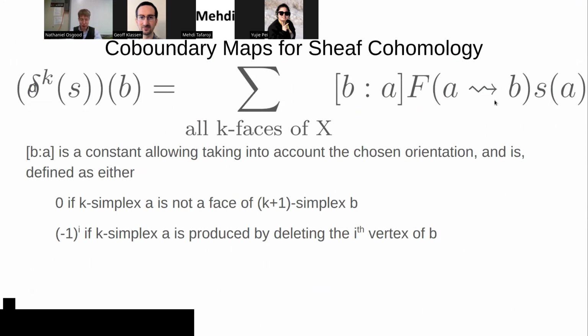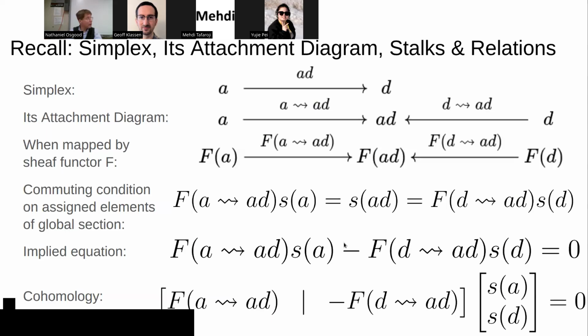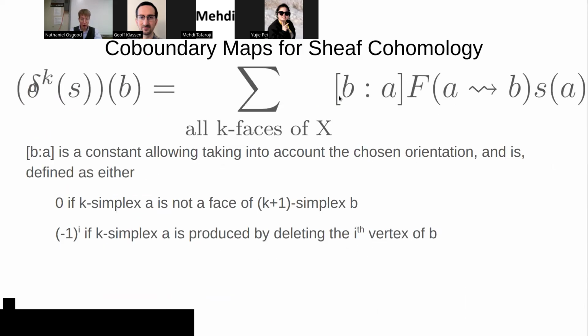You may recognize these things. Those are just these things right here. And some of them have a minus sign. What determines if it's a minus sign, or if it's absent at all? Well, if A is not a face of B, if k-simplex A is not a face of (k+1)-simplex B, this is 0. We don't have to worry about it in our co-boundary map. Remember, the co-boundary map is going up in dimension.